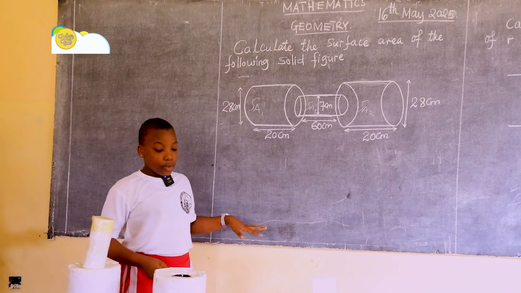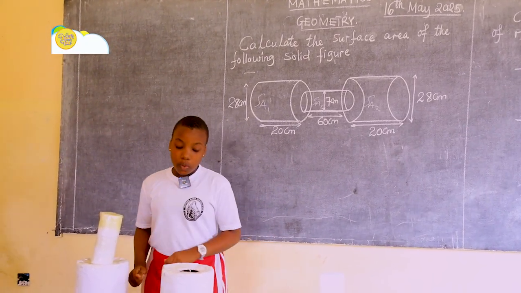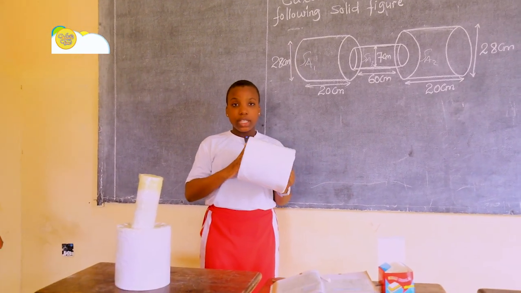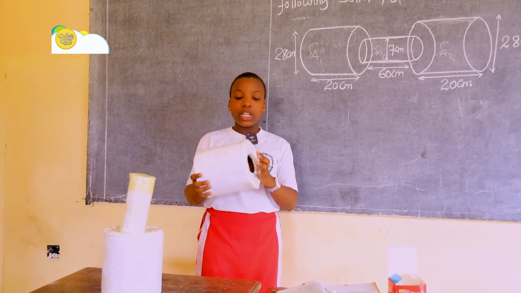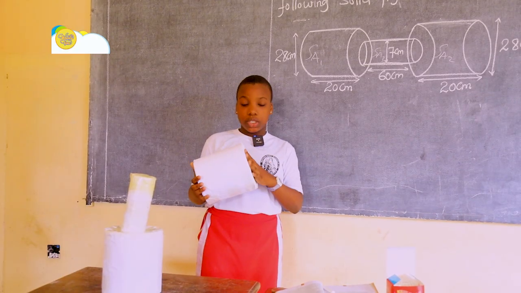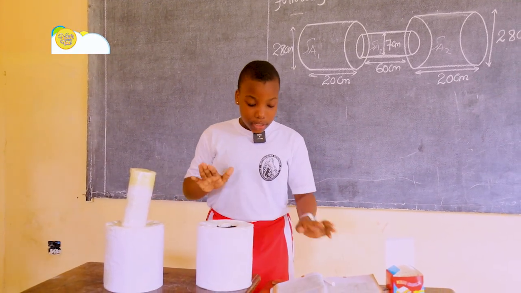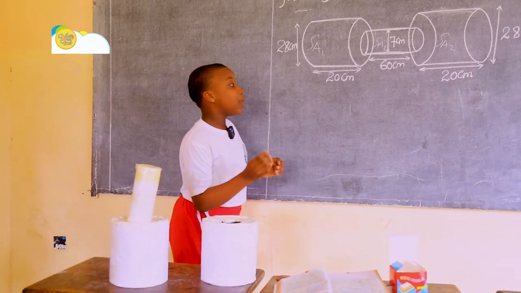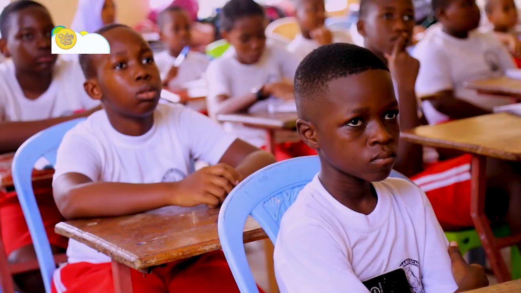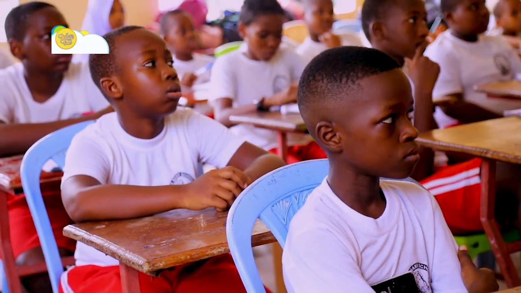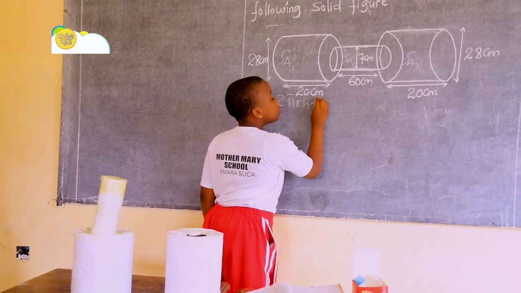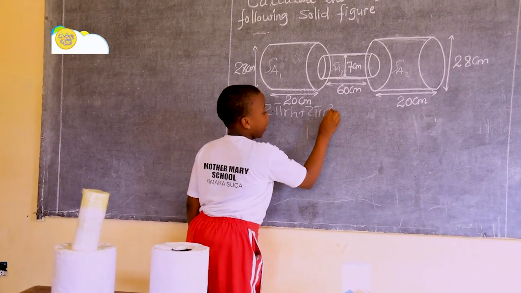First, we have to know the formula for finding the surface area of a cylinder which is closed on both sides. Here this cylinder is closed on both sides: it has a circle which is closed here and a circle which is closed here. So what is the formula for finding the surface area of this figure? Because this figure is closed on both sides, for surface area 1 we are going to write: surface area 1 is equal to 2 pi r h plus 2 pi r square.